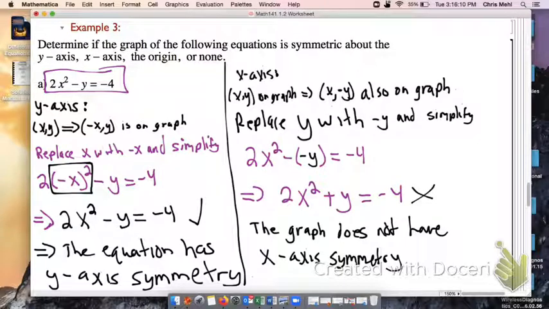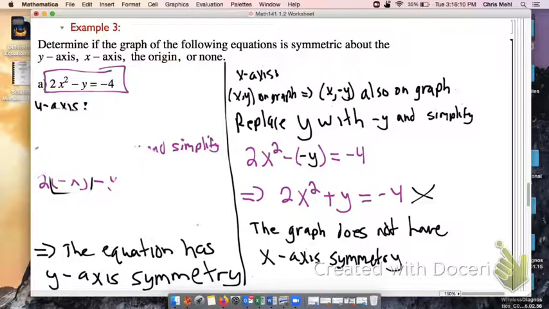Okay. I replaced y with minus y in the expression. I simplified. There's no way to get the original expression back. It does not have x-axis symmetry. Okay. Now, so we have y-axis symmetry. We have x-axis symmetry. I'm going to just get rid of this work here for the y-axis symmetry part.